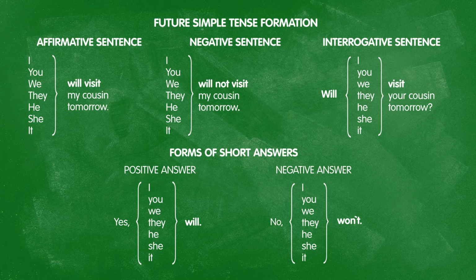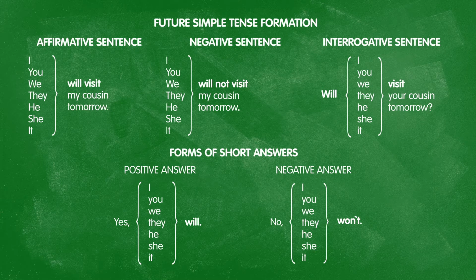To form an affirmative sentence in the future simple tense, it's very simple. All you must say is I, you, we, they, he, she, or it. It is the same for all of them. Will do something. For example, I will visit my cousin tomorrow, or even they will visit my cousin tomorrow. Likewise, to make a negative sentence in this formation, you just add the word not after will. For example, I will not visit my cousin tomorrow, or even he will not visit my cousin tomorrow.